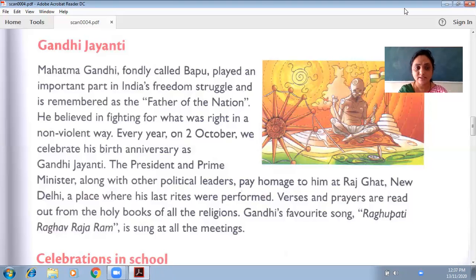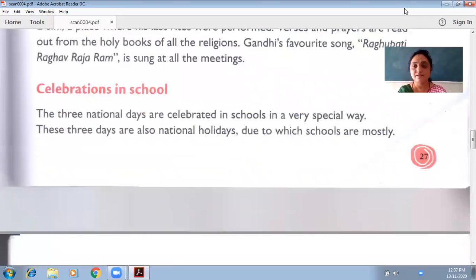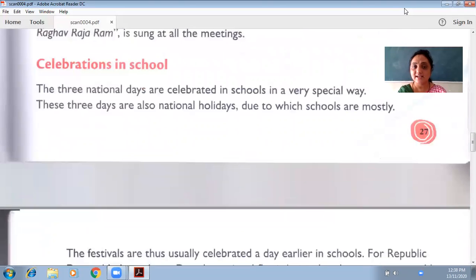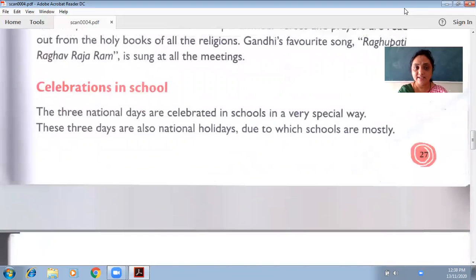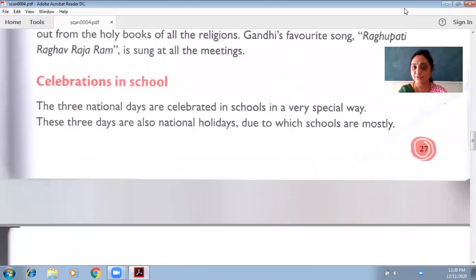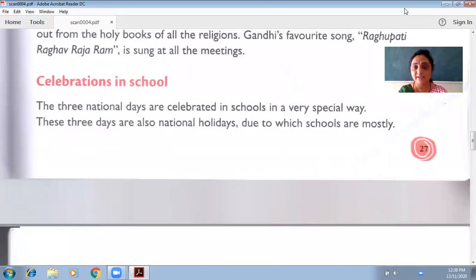Next, celebrations in school. How do we celebrate in our school? The three national days are celebrated in schools in a very special way. These three days are also national holidays, so we celebrate them in school. Which national festivals do we celebrate in the school? Gandhi Jayanti, Independence Day and Republic Day.